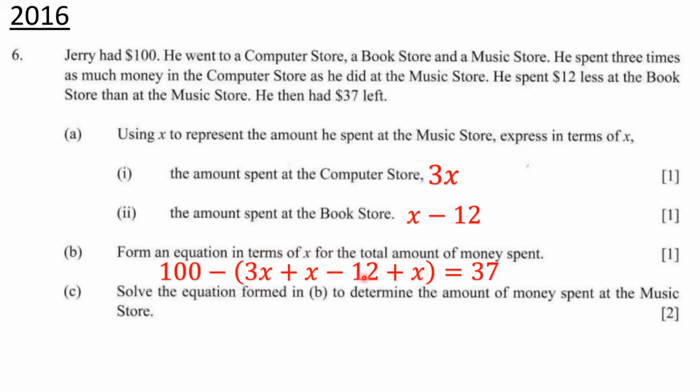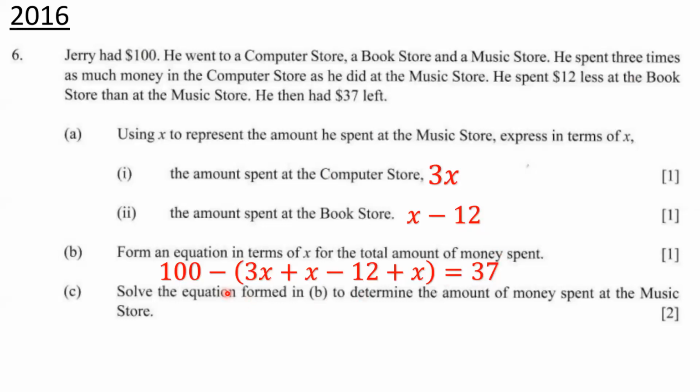But remember, he had $100, and so he spent this amount. So we have to add this all up, and then we're going to take that away from the 100, right? Because that's what he had. He had $100, and then our result should be 37. So this entire amount, we're going to subtract from 100, and we're going to get 37.